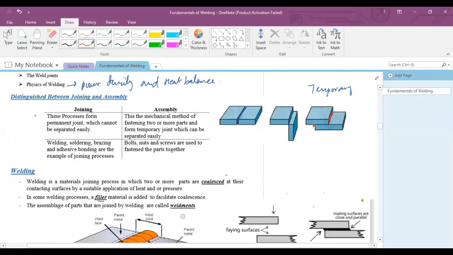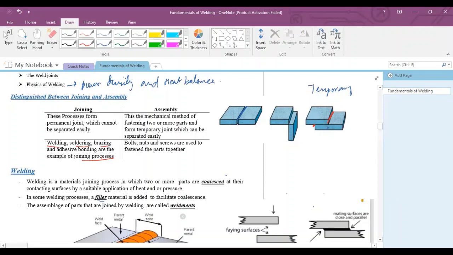And in joining technology, we have some processes called welding, soldering, brazing and adhesive bonding, which are examples of joining processes. It's a very big scope, but in our course, we will only study welding, soldering and brazing.